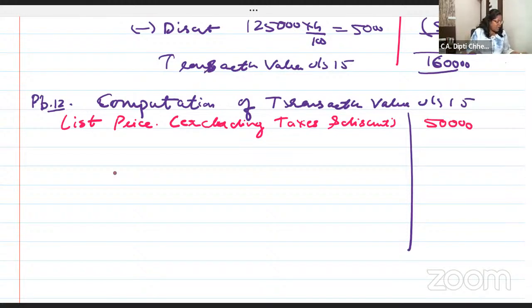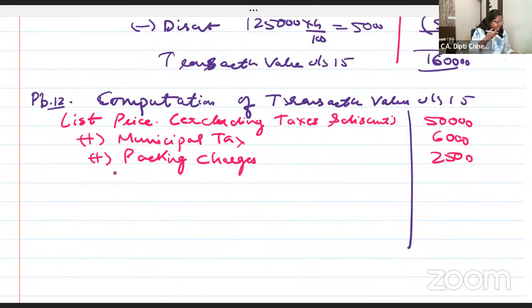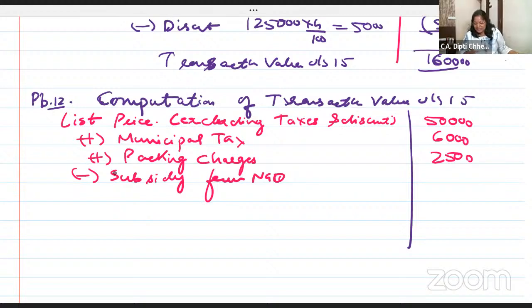50,000. Now, municipal taxes are not taken. This is excluding. So shall we add the municipal tax? Yes. Local taxes, municipal tax paid, all are a part of transaction value. Packing charges, yes. Subsidy. Subsidy is already included above, included in the list price. So what should I do? Remove subsidy? It's not from central government, it's from an NGO. Oh, I'm again making a mistake. Please check with me. This is subsidy received from NGO, already included. And anyhow, we have to include this subsidy.